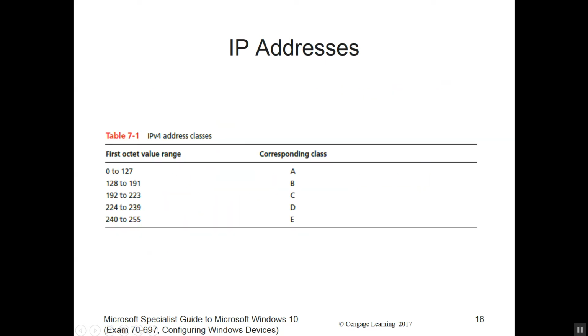The value of the first octet determines the general class of an IP version 4 address. So for that first octet, 0 to 127 is a Class A IP address. 128 to 191 is a Class B IP address. 192 to 223 is a Class C. That's what we see most commonly in our classrooms. And 224 to 239, Class D. 240 to 255 is a Class E.